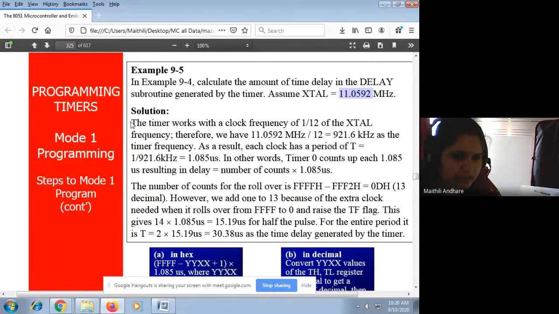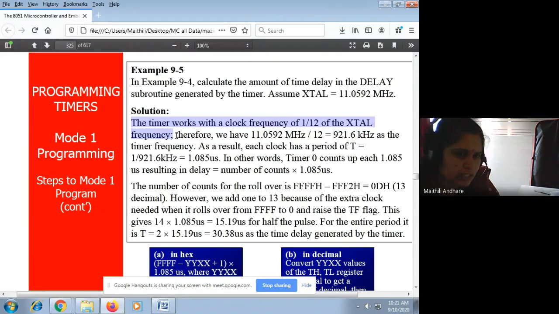Now just listen carefully to the steps to calculate the delay generated by the given value. Already we have seen the hardware diagram. The timer works with a frequency of 1/12 of the crystal frequency. That's why in the hardware diagram you have seen the crystal oscillator divided by 12, and that is given to TL and TH. This is a very important part: the timer works with a clock frequency of 1/12 of the crystal frequency. It is already designed that way in the 8051 microcontroller, so we have to take this.